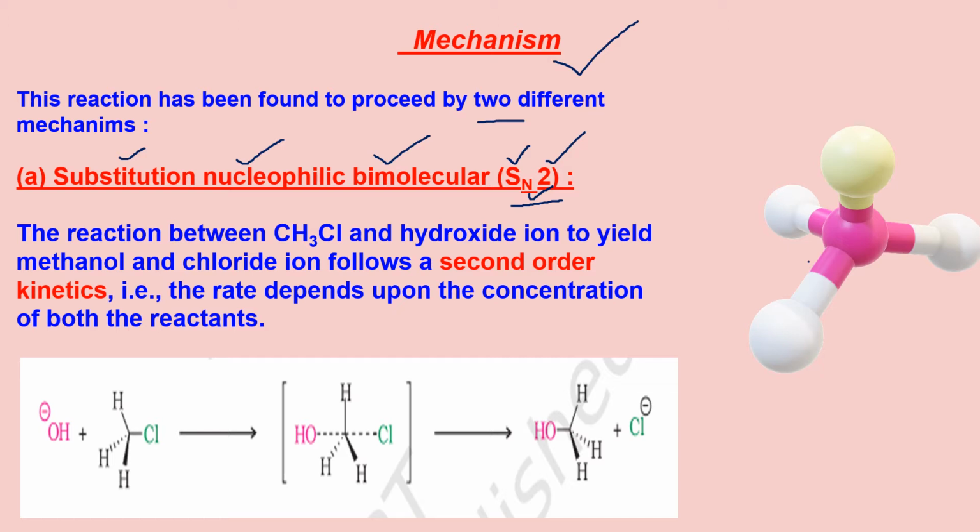Now the meaning of the term bimolecular here; substitution and nucleophilic are clear. Every term has a meaning here. It is clear that it is a substitution reaction. OH is getting substituted finally and Cl minus is getting removed. And because OH minus is a nucleophile, that's why it is nucleophilic substitution. And bimolecular we call it because the reaction follows a second order kinetics. Second order kinetics means the rate of the reaction, the speed of the reaction, depends upon the concentration of both the reactants, that is the nucleophile and the haloalkane.